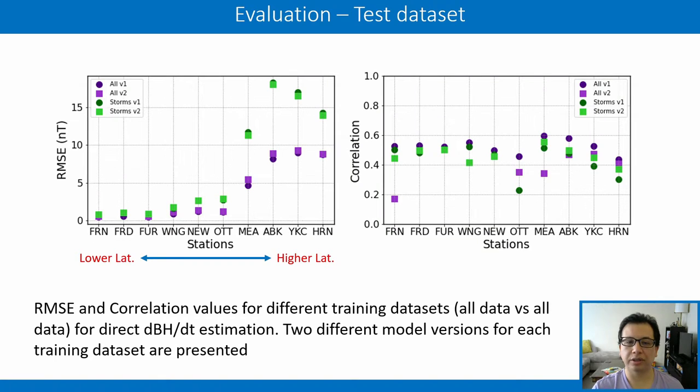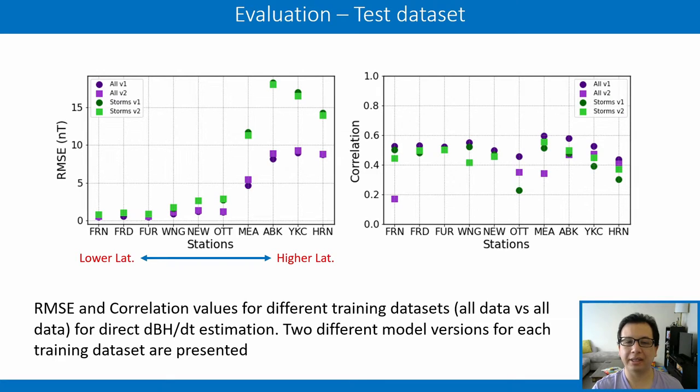So, to the results. The figure presents root mean square error to the left and correlation coefficient to the right of the test set for the models trained for each station, arranged from lower to higher latitude from left to right. Here, training models that use all available data are shown in purple, and the models that use only storm data are shown in green. The different shaded colors indicate variations in the scaler of this model.